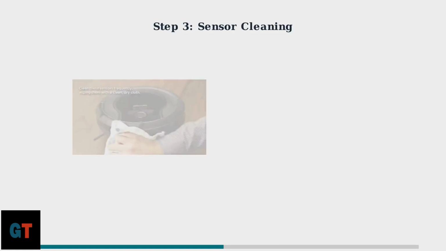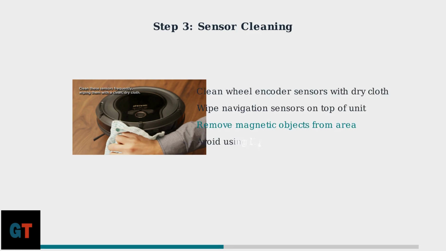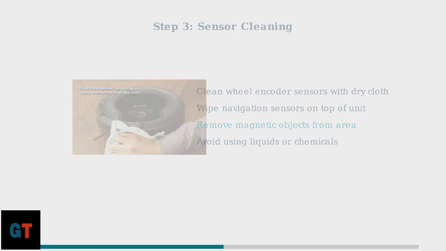Step 3 focuses on cleaning the navigation sensors and wheel encoders. These sensors are critical for the robot's movement and positioning, and dust or debris can cause Error 9 to persist even after physical obstructions are removed. Use a clean, dry cloth to gently wipe the wheel encoder sensors and navigation sensors located on top of the unit. Ensure no magnetic objects are nearby during this process, as they can interfere with the robot's navigation system.